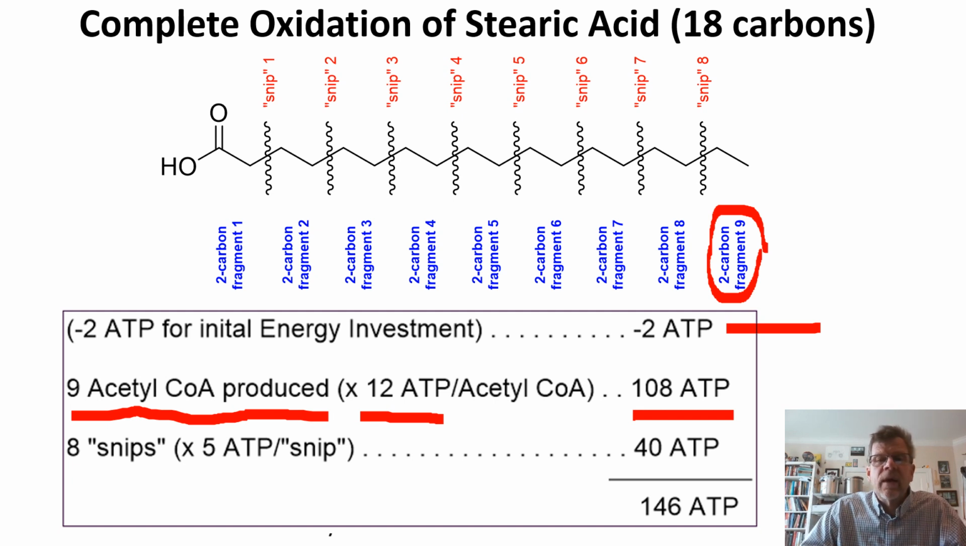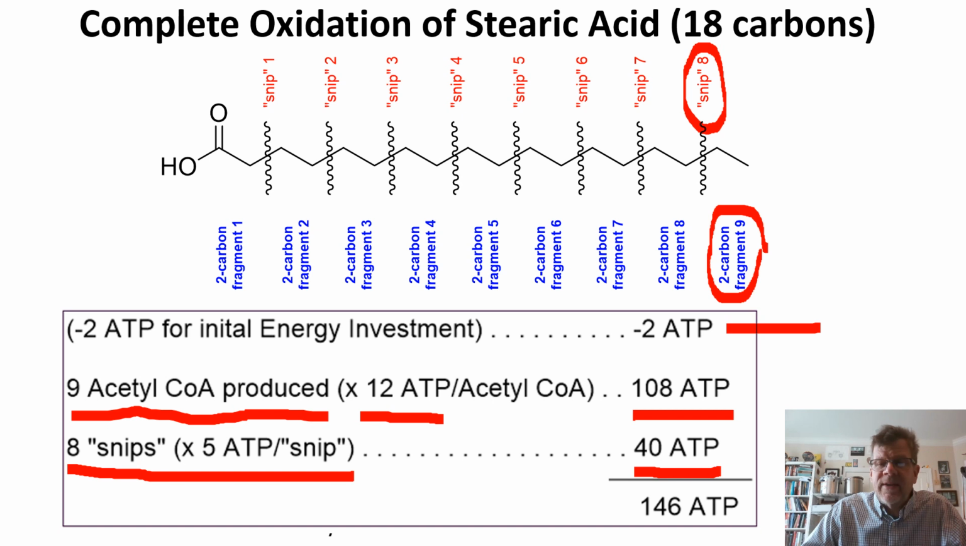And that's a lot. Remember, we had 8 snipping events, snipping 2 carbons off at a time, giving us 5 ATP per 2-carbon snip. So adding that up gives us 40 ATP. If we add all this up and take back out the initial 2 ATP investment, we end up with a remarkable 146 ATP per 18-carbon stearic acid. And we find that fats in the form of fatty acids are much more energy dense than other fuel molecules such as glucose.